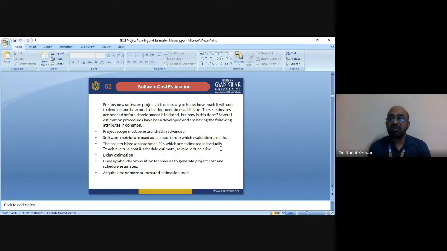Several estimation procedures have been developed and have some common attributes, like project scope must be established in advance. Software metrics are used as a support from which evaluation is made. The project is broken into small pieces, which are estimated individually to achieve a true cost and schedule estimate. Several options arise: delay estimation, use decomposition techniques to generate project cost and schedule estimates, and acquire one or more automated estimation tools. So these are some very important attributes that cost estimation procedures have.